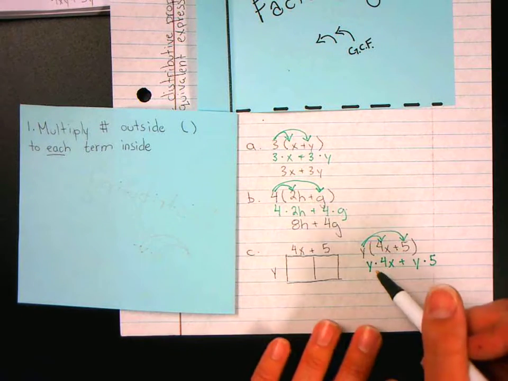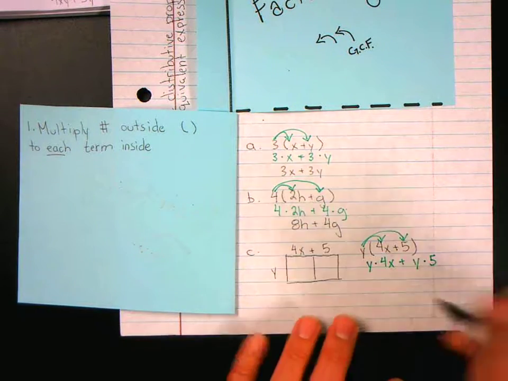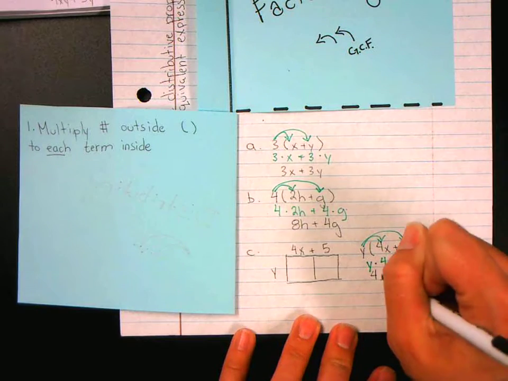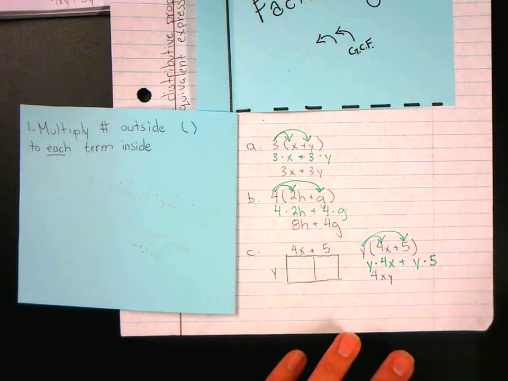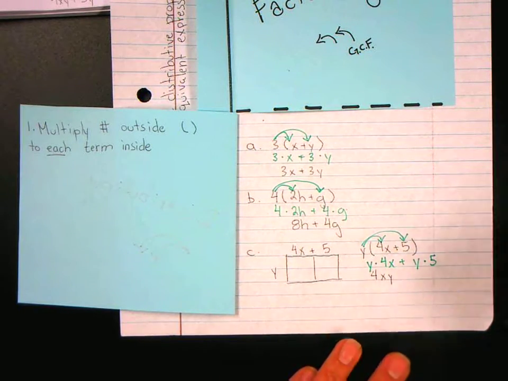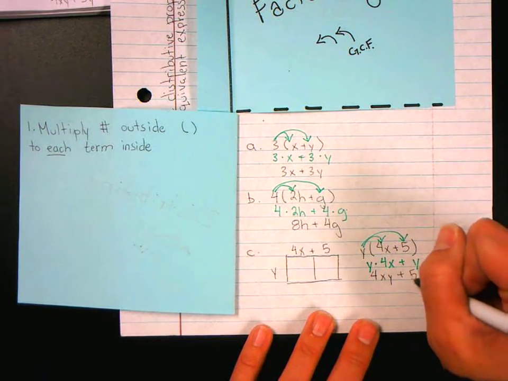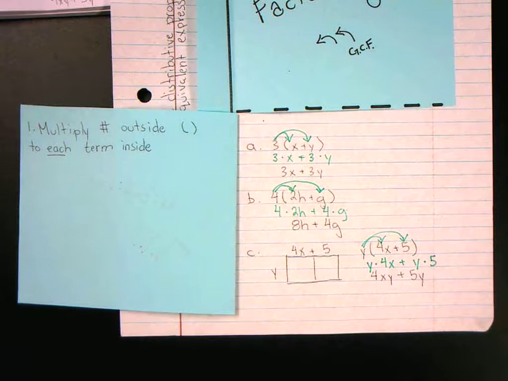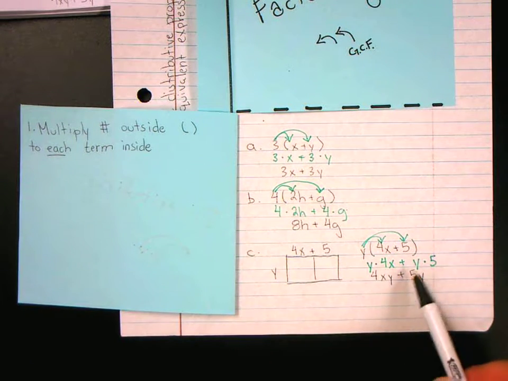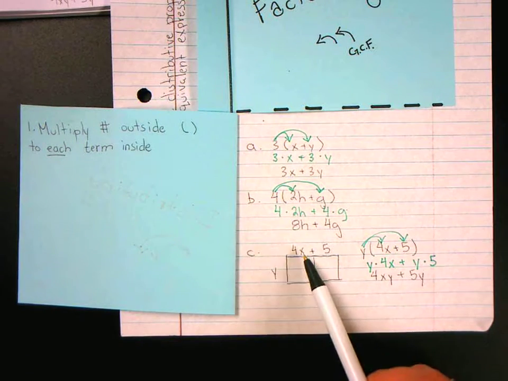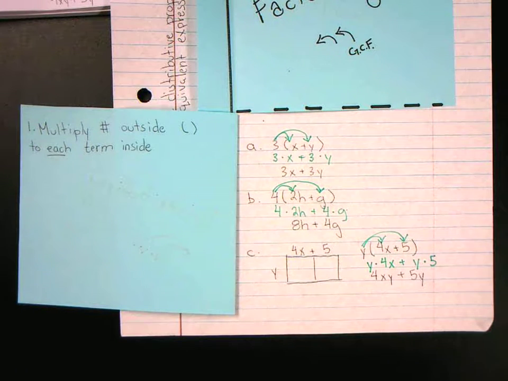When we simplify this, you always want the number first. So you want the 4 in the front and then x and y. We usually go in alphabetical order. So you want the number and then letters. Plus, again, we want the number first, 5y. So that's it. We have 4xy plus 5y. We distributed that y to the 4x and the y to the 5. Okay?